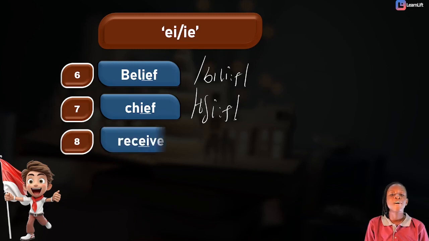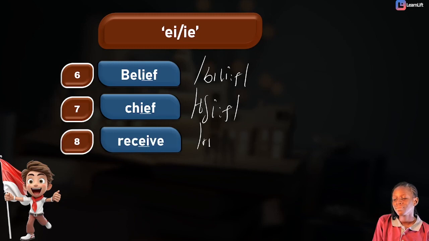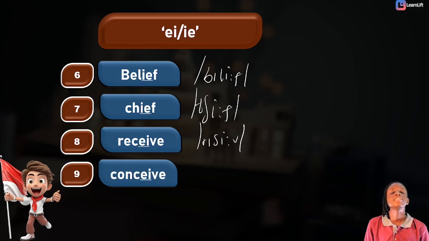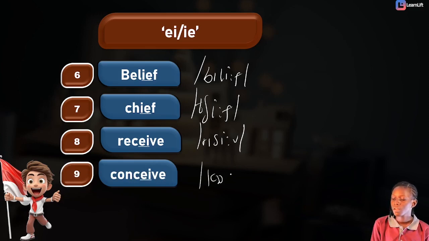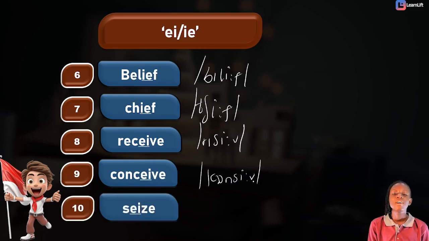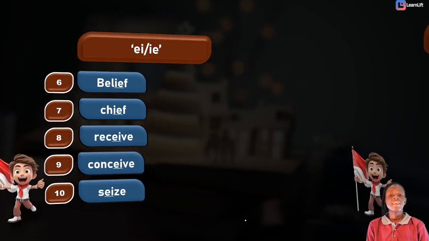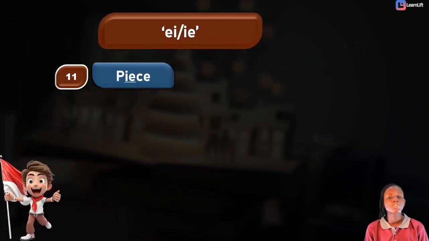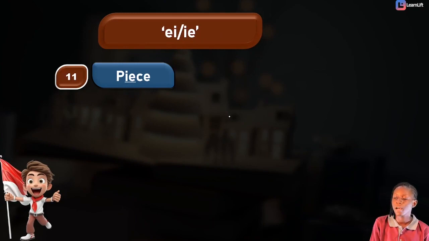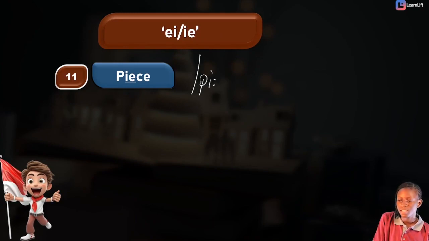Next I have receive. My receive is transcribed as this. Okay, next I have conceive. My conceive is transcribed as this. Next I have seize. My seize is transcribed as this. Very easy. Next we have more examples such as piece. Piece of paper. My piece is transcribed as this.